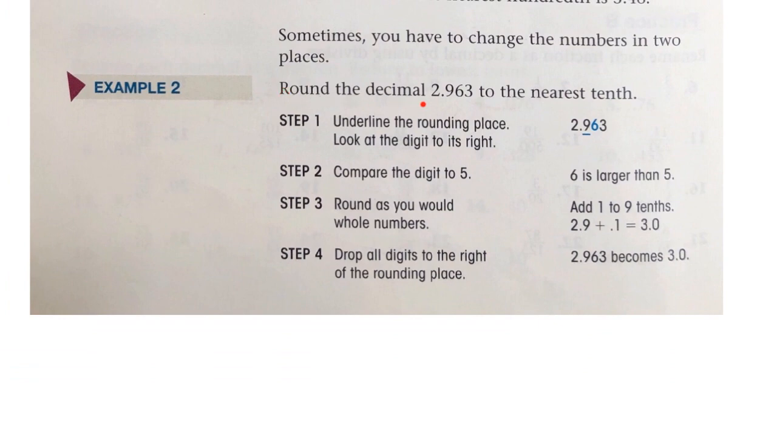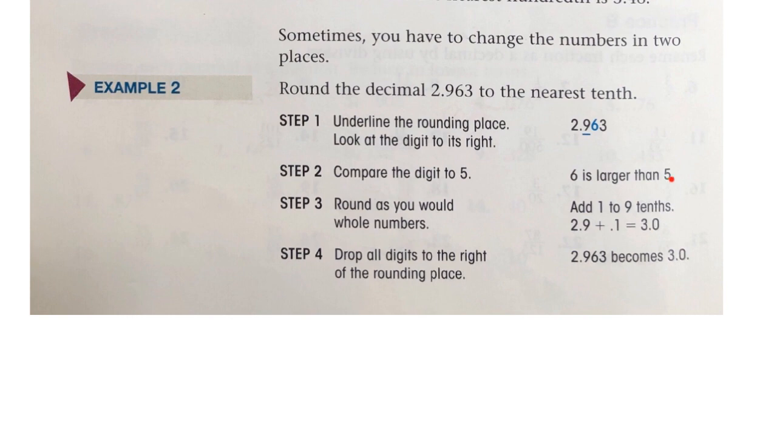So if we round 2 and 963 thousandths to the nearest tenth place, we follow our 4 steps again by looking at the rounding place. We're rounding to the tenths, so we underline the tenths. Look at the digit to the right. In this case, it's a 6. Compare that to 5 for step 2.